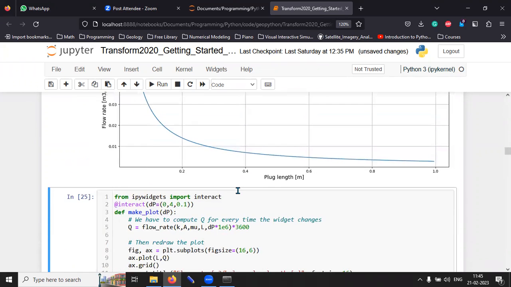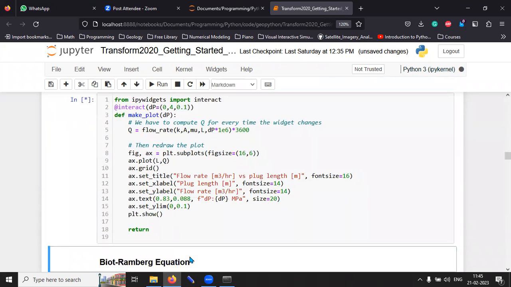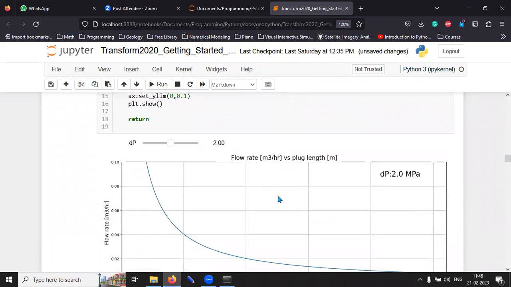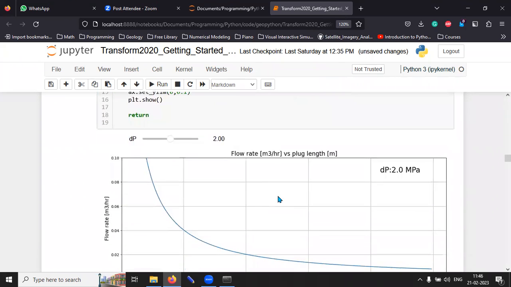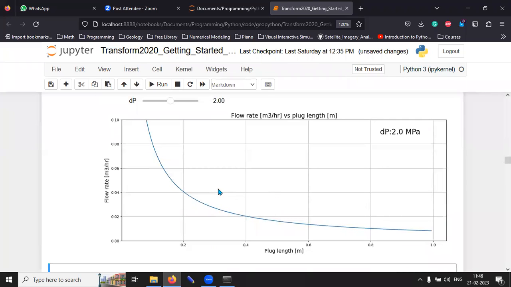Okay, so we have that. Then I can execute that. So now what we have here is something very interesting. We have an interactive graph where you have, for a pressure difference of a particular value, in this case, 2 megapascals, a plot of how the flow rate varies at different distances in the plug length.